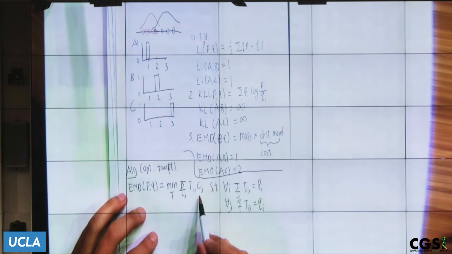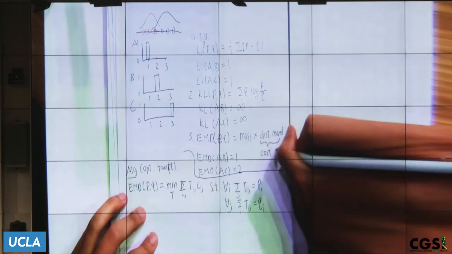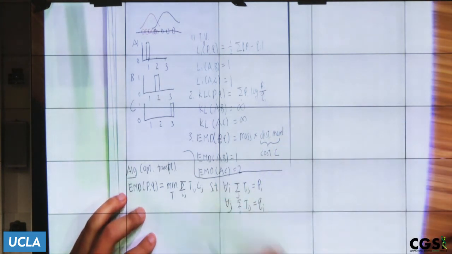So Cij is the distance, it's the cost. This is C here. And Tij is the transport. How much are you going to move from i to j? So in your example, Cij is just i minus j? Exactly, yeah, exactly.